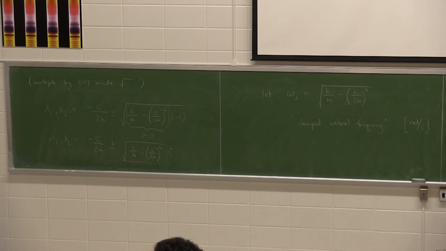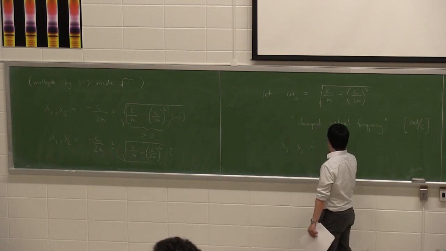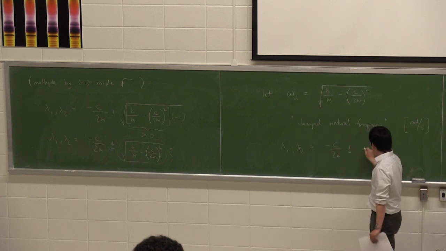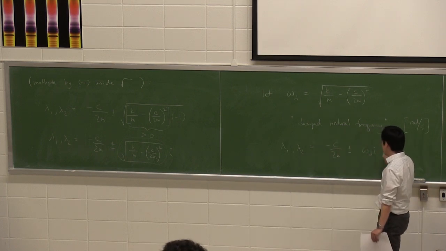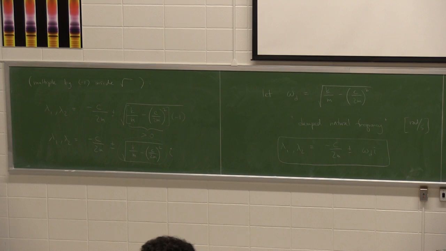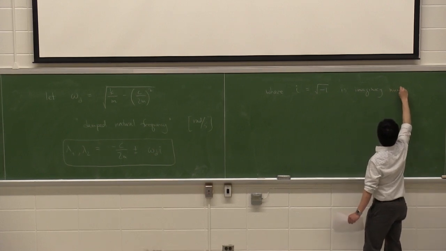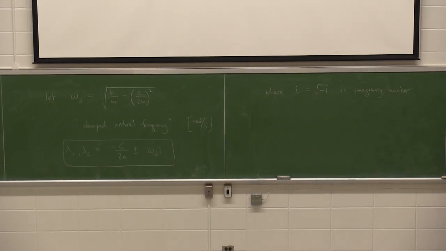Okay? And it allows me to then write my two roots as follows, lambda 1, lambda 2, equal to negative c over 2m plus or minus, much more simply, omega d i. Okay? And I'll just add this for the benefit of your notes. Okay, but you knew that already.